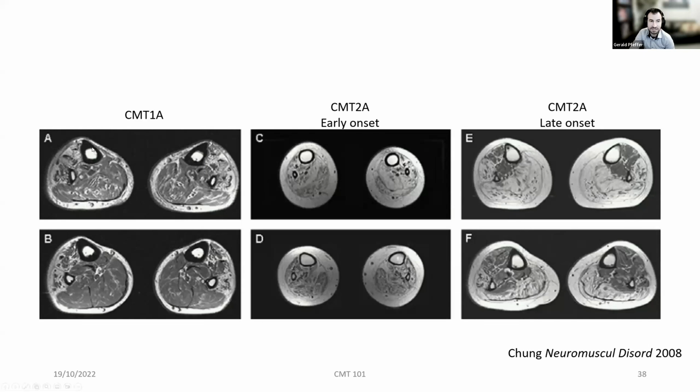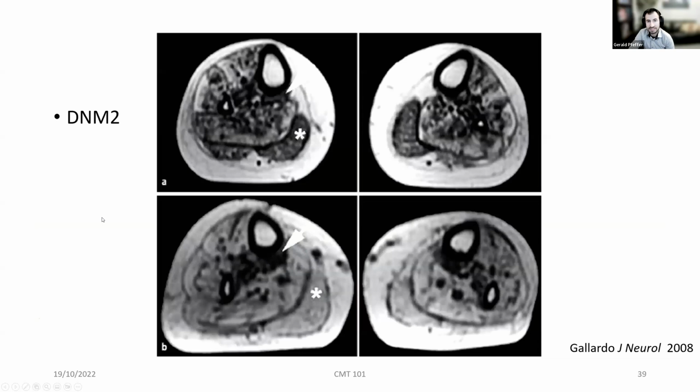These are cross sections through the lower leg, and you can see that there is a slightly different damage pattern depending on the subtype. So in CMT1A, the peroneal muscles over here are more involved. In CMT2A, with early onset, you have relatively diffuse involvement of the muscles. But in the later onset CMT2A, you can see that there's relative sparing of the peroneal muscles, so almost the opposite of what you see in CMT1A. And in DNM2, they give this example of some of these deep muscles that seem to be spared. So use of MRI is pretty early on and mostly being explored in research papers at this time, but it may be something that we start to depend on more.